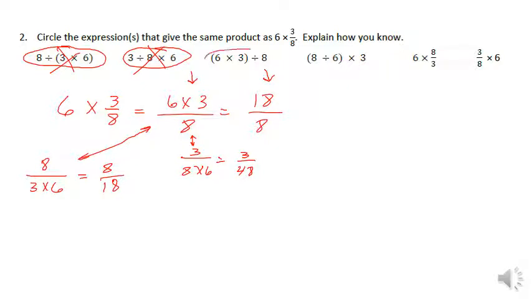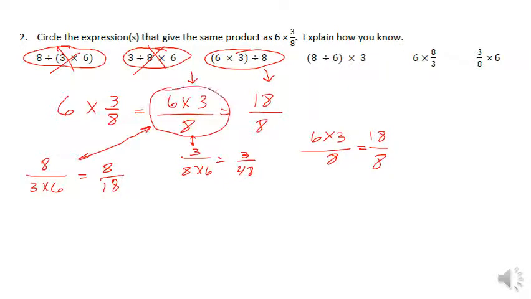Now let's go to the third one. The third one says 6 × 3 divided by 8. When we solve this, it's going to be 18/8. You can see right here, it matched. So we really didn't even have to solve it all the way. We could have stopped here, but we just wanted to make sure. So we know this one here is correct.